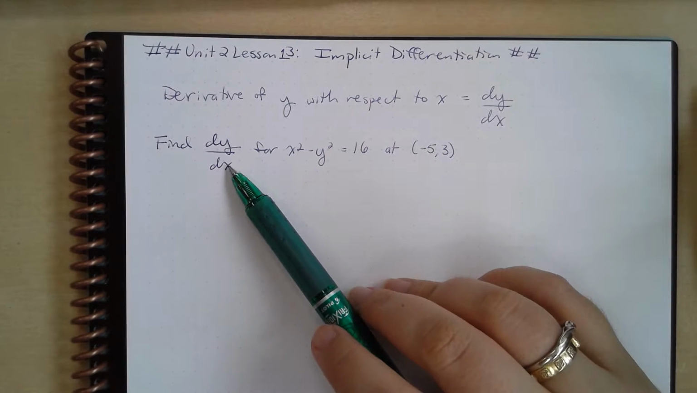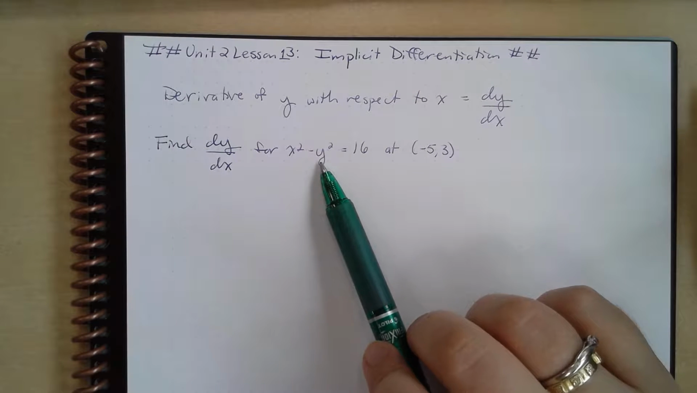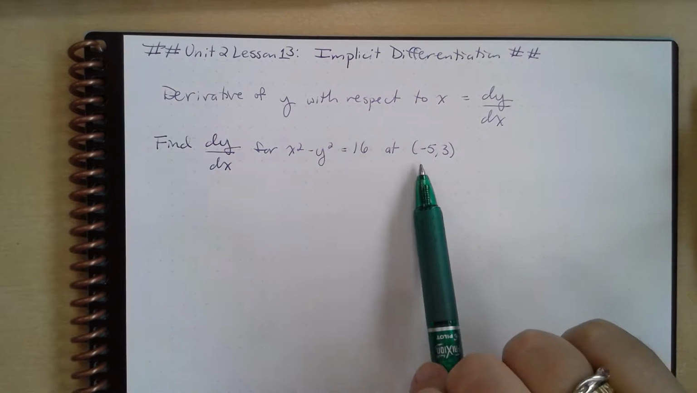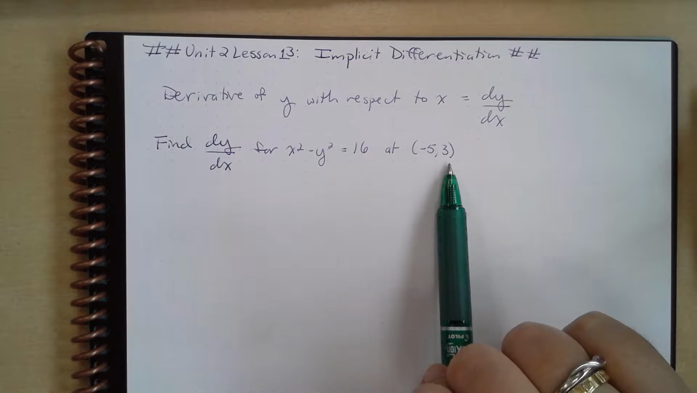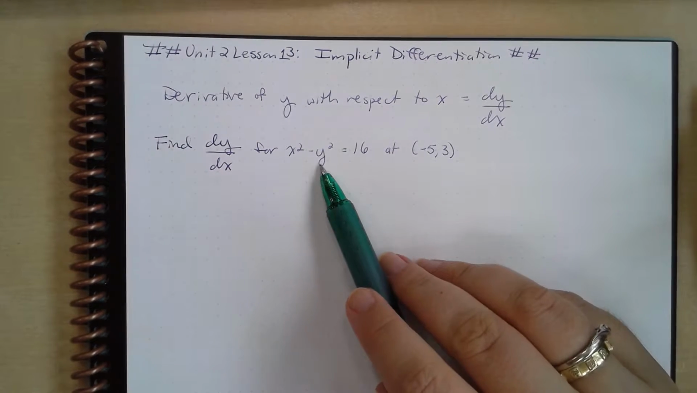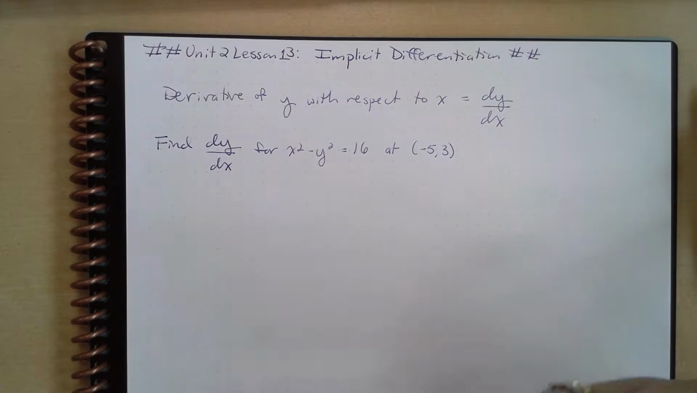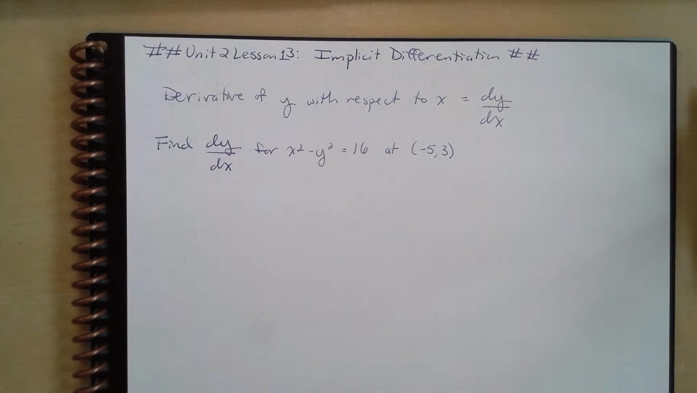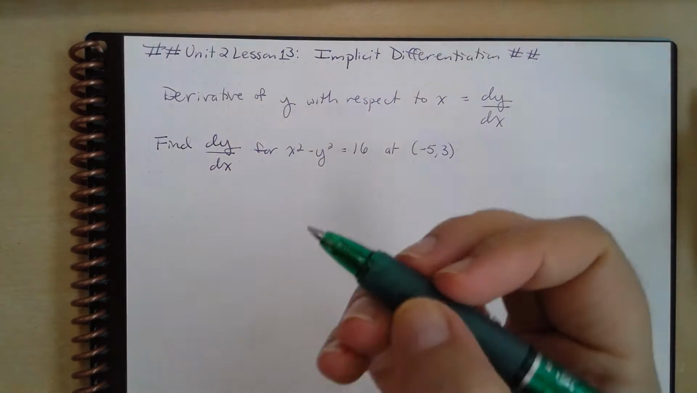So here we're finding dy over dx for x squared minus y squared equals 16 at negative 5, 3. Usually, if we were going to find a derivative, we would have to solve for y first and then find our derivative. But with implicit differentiation, you don't have to do that. You can just take the derivative of each variable and proceed as usual. So I'm going to do that now.